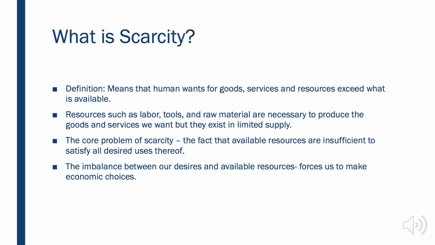Now, what is scarcity? By definition, scarcity means that human wants for goods, services, and resources exceed what is available. So basically, there's not enough to go around. Resources such as labor, tools, and raw materials are necessary to produce the goods and services we want, but they exist in limited supply. What's the core problem of scarcity? It's the fact that available resources are insufficient to satisfy all desired uses thereof. The imbalance between our desires and available resources forces us to make economic choices.